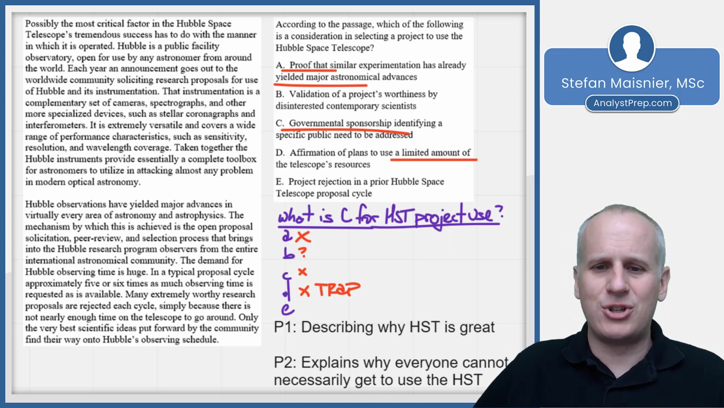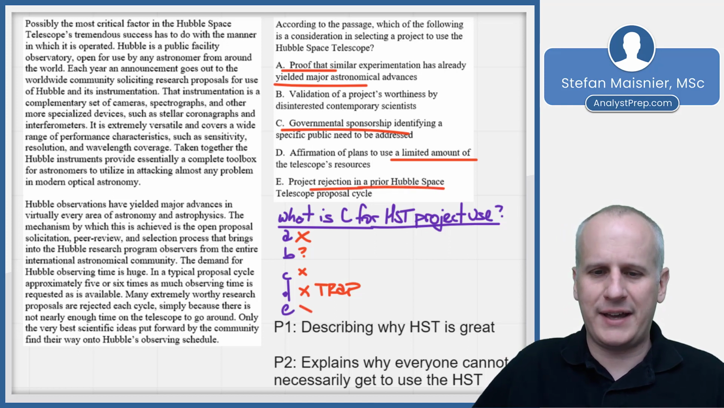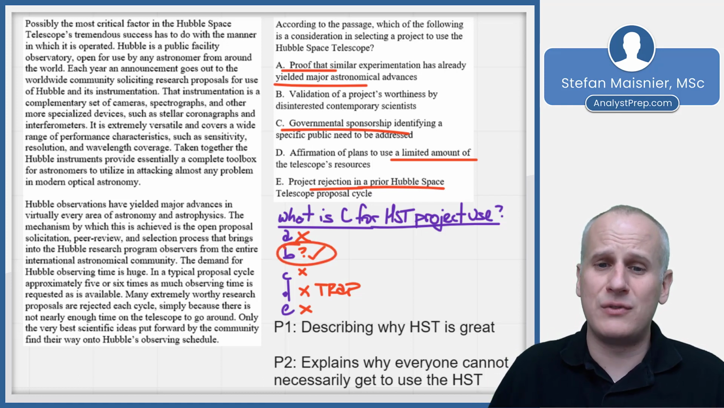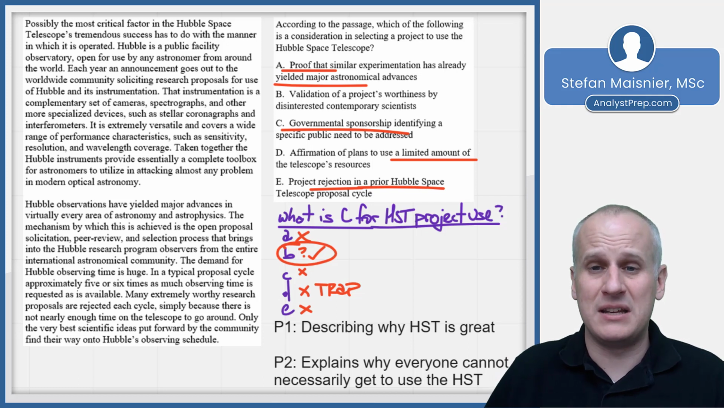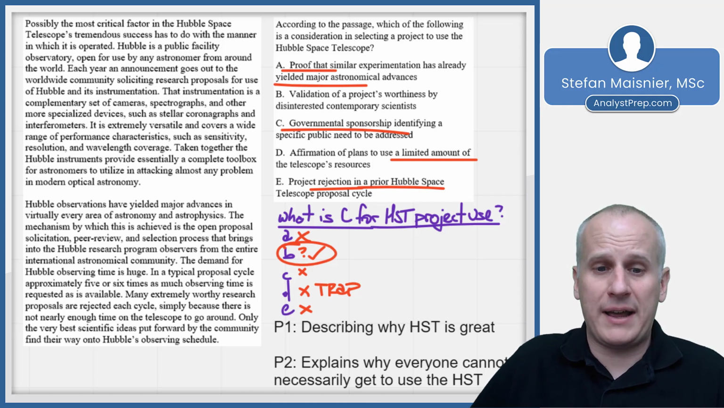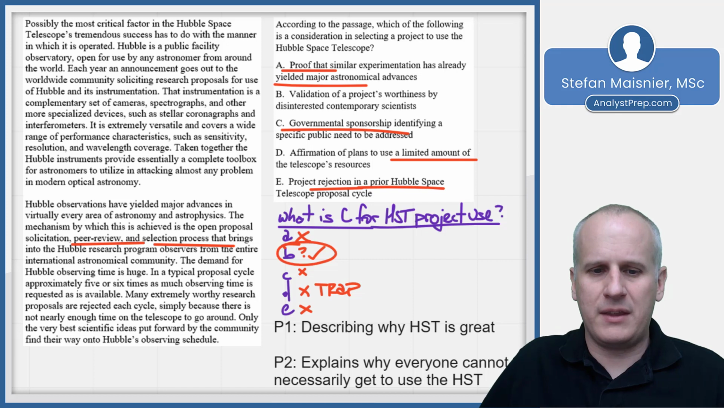And project rejection in a prior Hubble telescope proposal cycle, well, that's not it either because it doesn't say that. It actually says that it could be rejected multiple times, theoretically, even. So that's not going to be it. And you can see the benefit of the question mark. Now, of course, if you know what disinterested means, it just means that you've got people who are unbiased. And that's the entirety of this peer review selection process where you have the scientists themselves deciding which project should go forward.